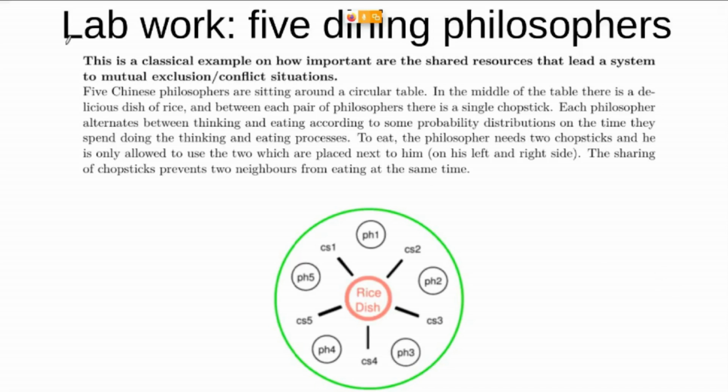So for today's lab session, we will have a look at the celebrated example of the 5 dining philosophers. This is a classical example of how important shared resources are, and how they can lead a system to mutual exclusion conflict situations. Okay? So let's consider that we have 1, 2, 3, 4, and 5 philosophers.